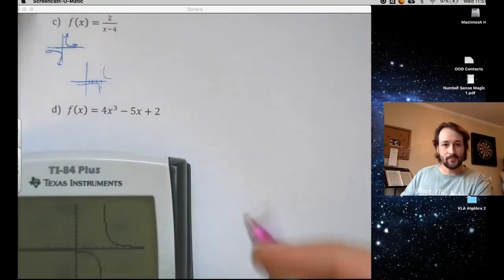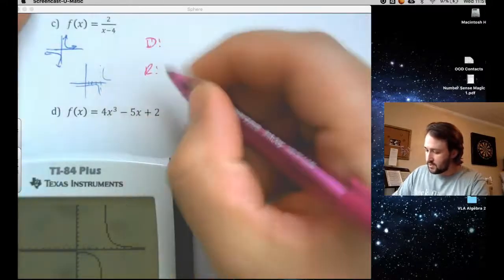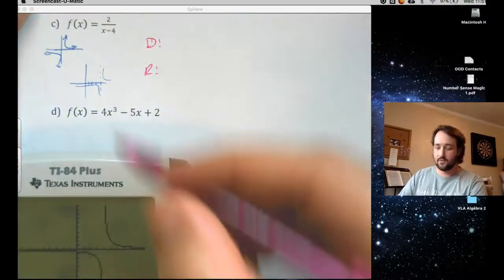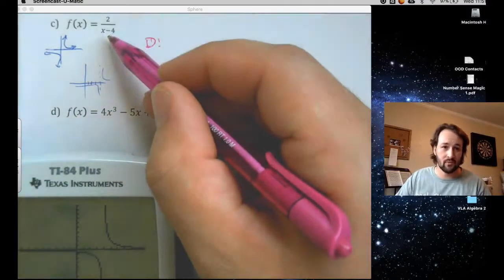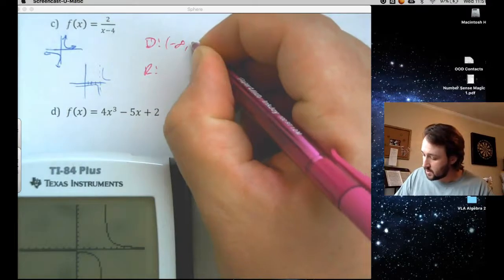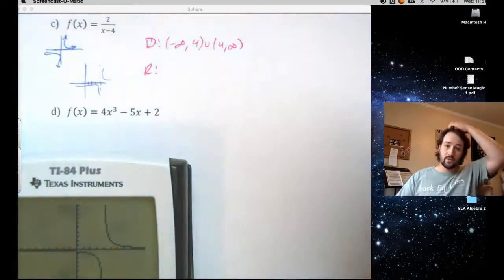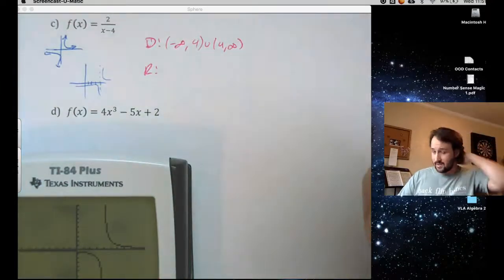All right, so for the domain and for the range. So for the domain, it has everything except for 4. 4 is not possible because if I had 4, I'd be dividing by 0. So I have everything from negative infinity all the way up until 4, and then from 4 to infinity. Notice I put the union sign in there to say it's in this or it's in this set.